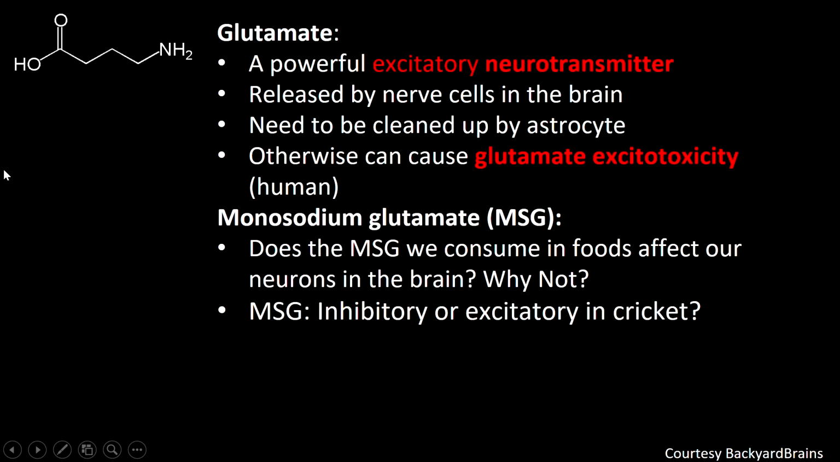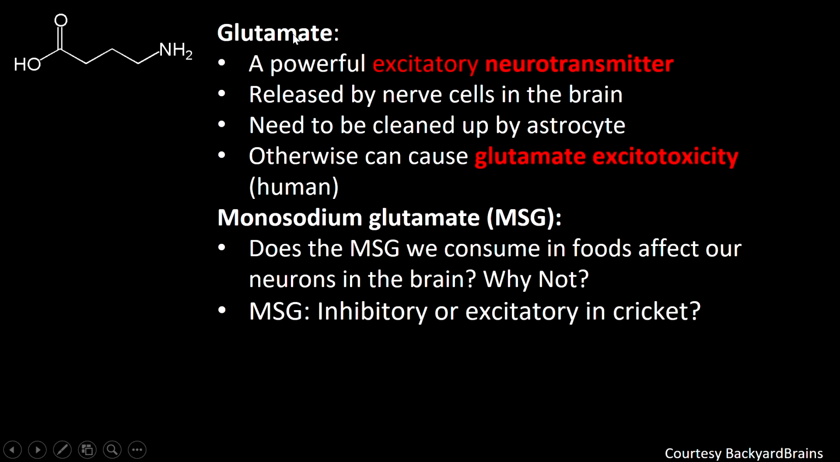Okay, next one is glutamate. Glutamate is a powerful excitatory neurotransmitter, released by neurons in your brain, and it needs to be cleaned up by astrocytes. If not, this extra glutamate circulating in our brain is going to cause neuron death. We call this glutamate excitotoxicity, because these neurons get so excited from the glutamate that they exhaust themselves and then they die.